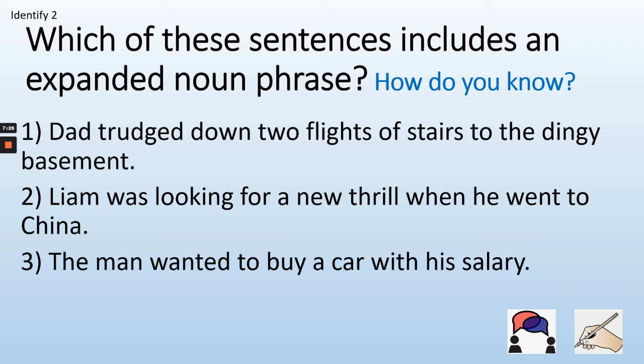Okay, so our 3 sentences were: Dad trudged down 2 flights of stairs to the dingy basement. Liam was looking for a new thrill when he went to China. The man wanted to buy a car with his salary. Let's have a look and see if we're correct identifying our expanded noun phrases.